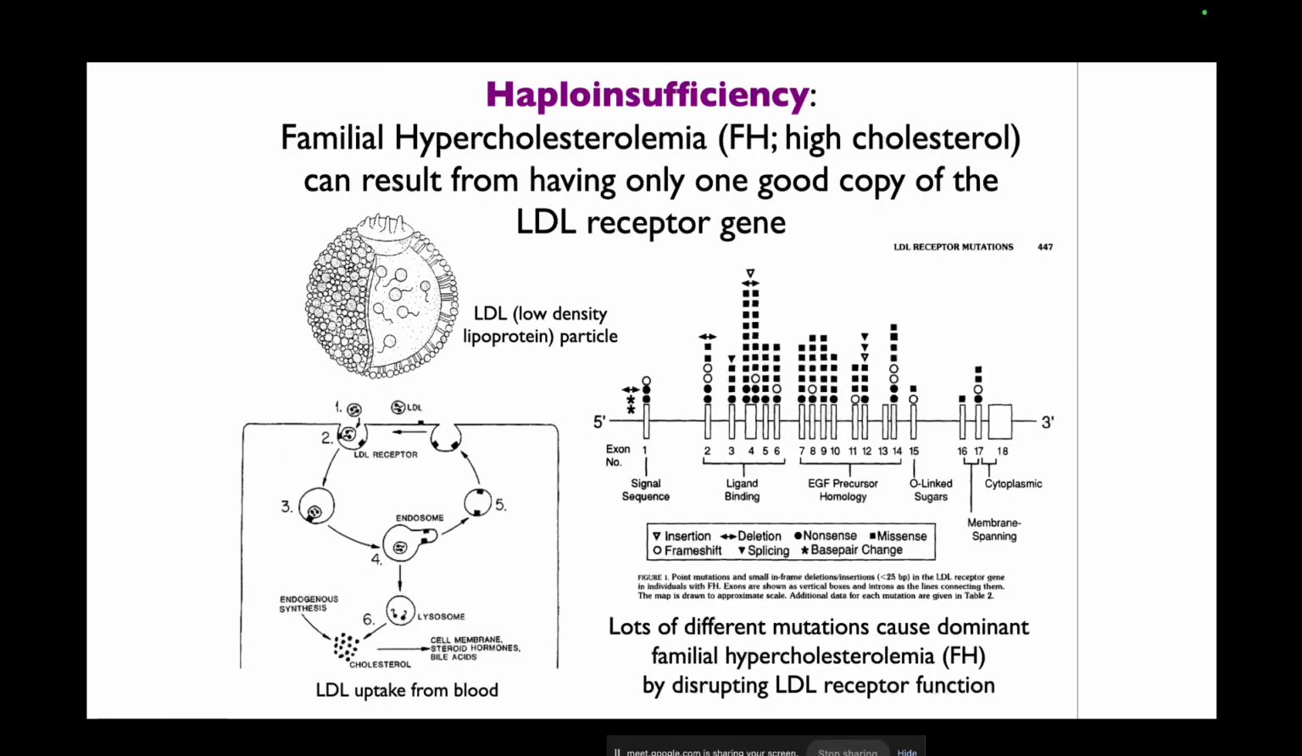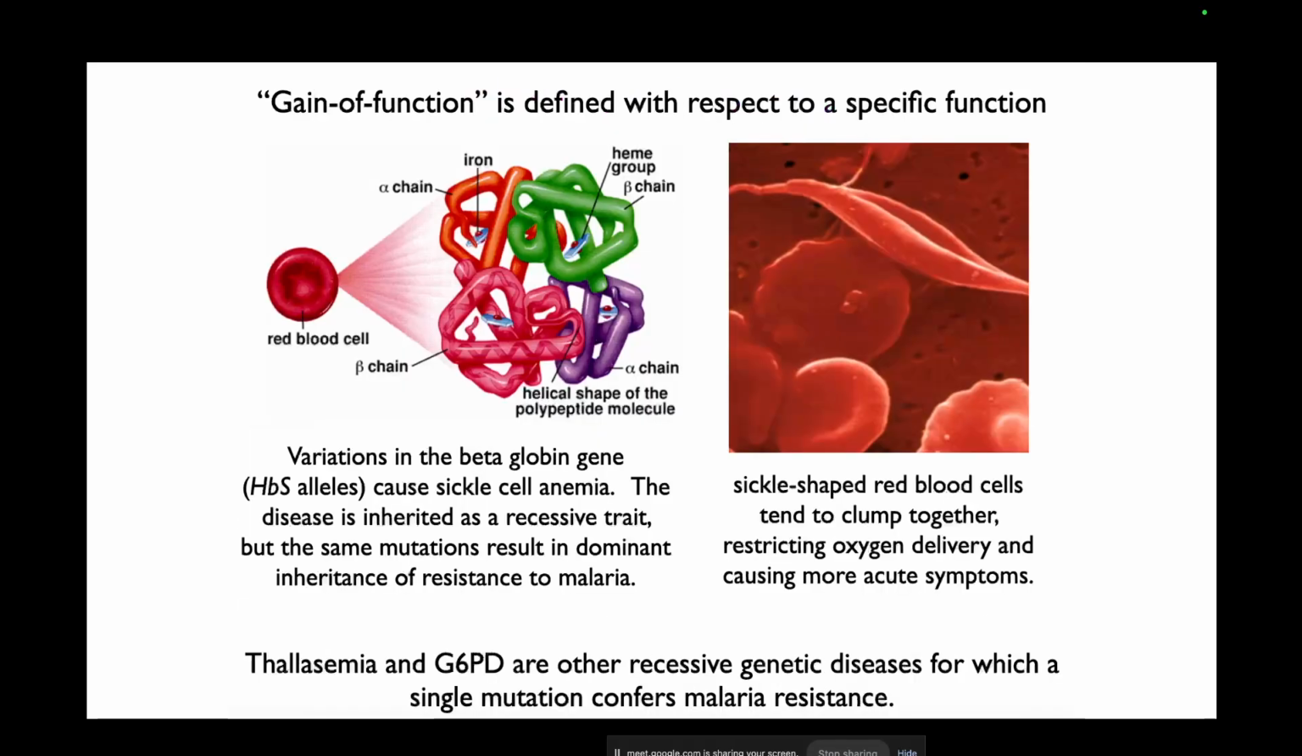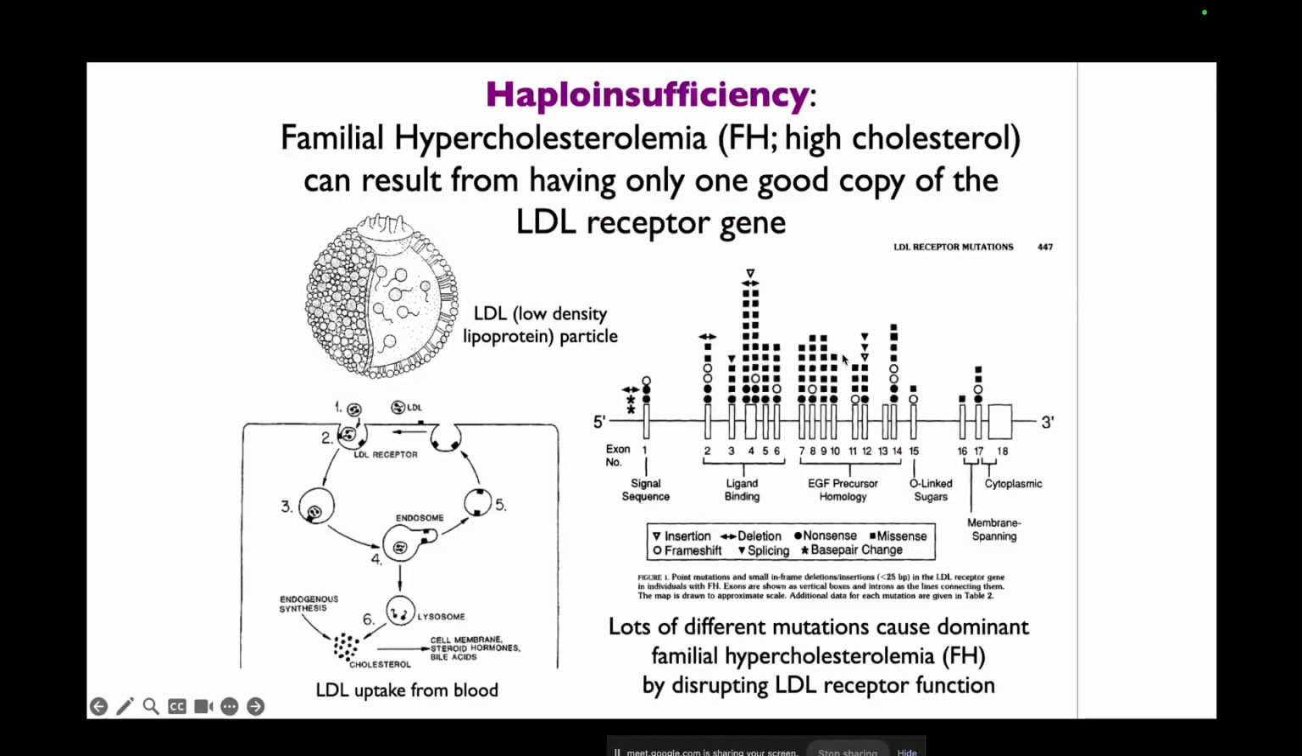And one last example is haploinsufficiency, where you have one wild type copy and one loss of function mutation, but that one wild type copy is not good enough. This is a very widely studied phenomenon, which is familial hypercholesterolemia. I also work with these genes, LDLR.